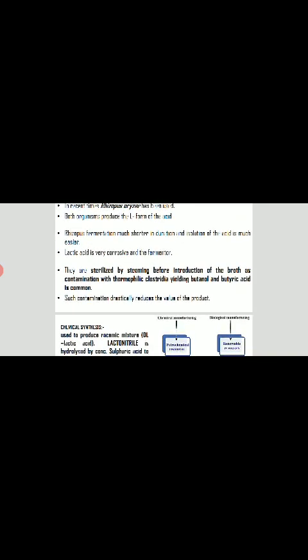Lactic acid is very corrosive to the fermenter. They are sterilized by steaming before introduction of the broth, as contamination with thermophilic Clostridia yielding butanol and butyric acid is common. Such contamination drastically reduces the value of the product.